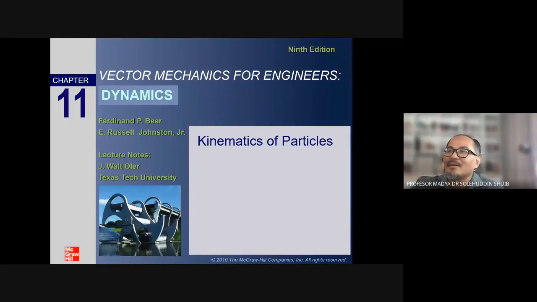Now we are going to cover the topic of dynamics, which starts with the kinematics of particles. I would like to advise you to pay a lot of attention to the kinematics of particles, because it is the fundamental of all dynamics. If you have a very strong foundation of this topic, inshallah later on when we cover the other aspects, which are kinetics of particles and kinematics of rigid body in 2D and 3D, you will have no problem.